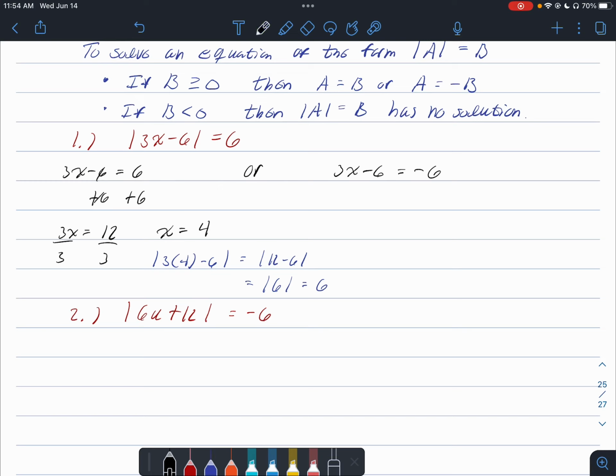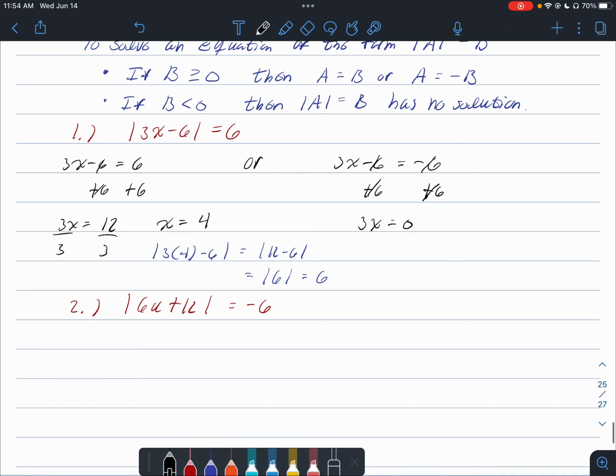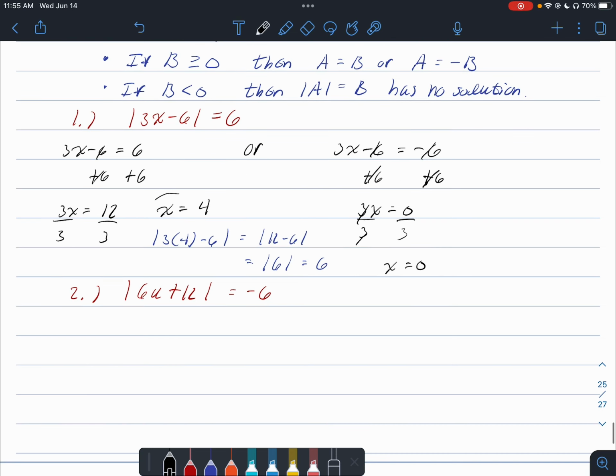So this one works out. Now let's do this one over here: 3x minus 6 equals negative 6. Here we can add 6 to both sides. This cancels, and now we have 3x is equal to 0. Since 3x is equal to 0, we can divide both sides by 3, and we get x is equal to 0. Again, you can check by plugging 0 in for x, and you'll see that the absolute value of 3 times 0 minus 6 is the absolute value of negative 6, which is just 6. So x equals 4 and x equals 0 are both valid solutions here.